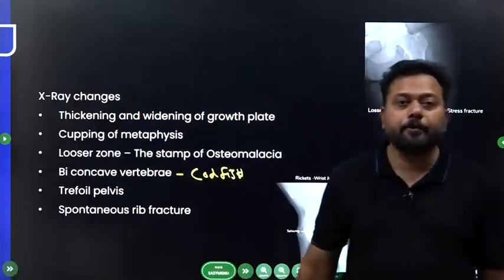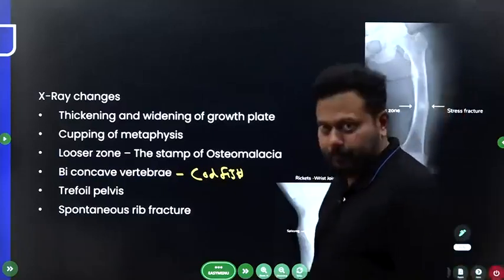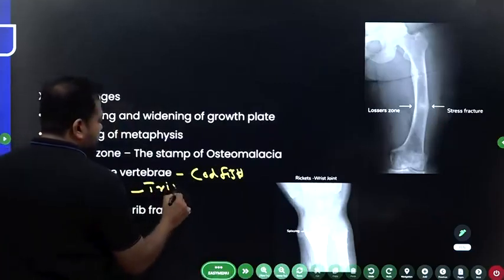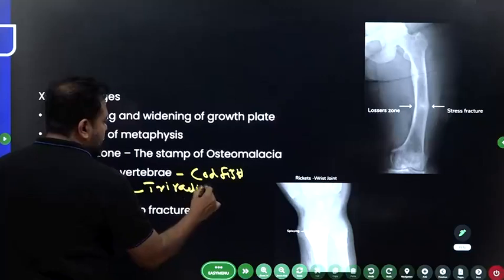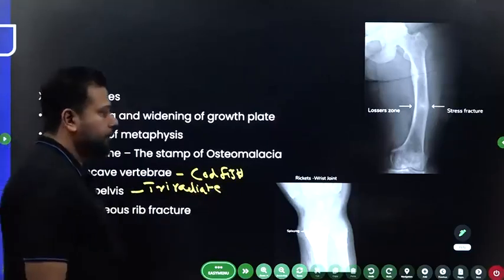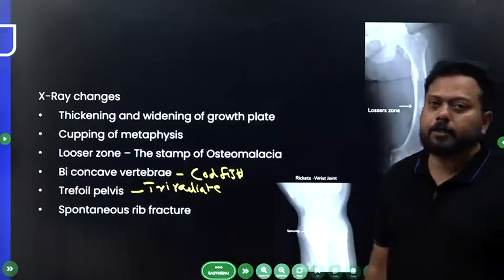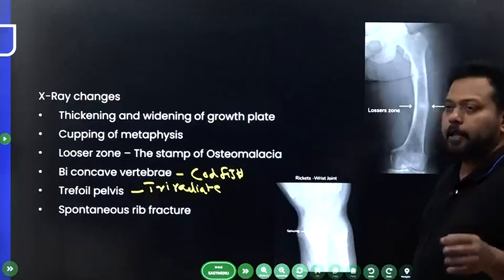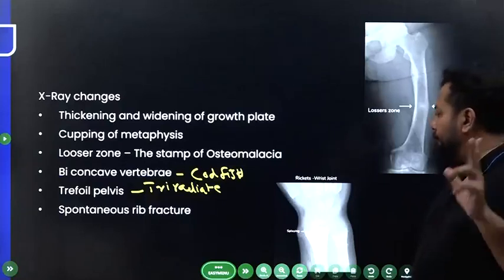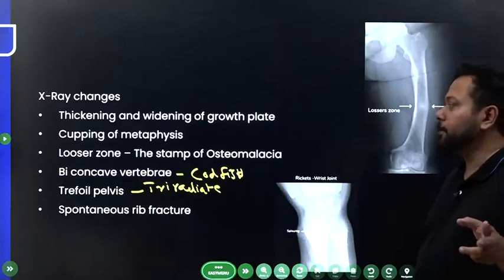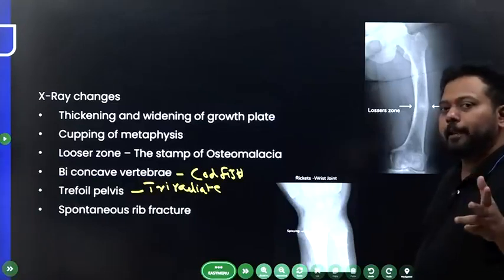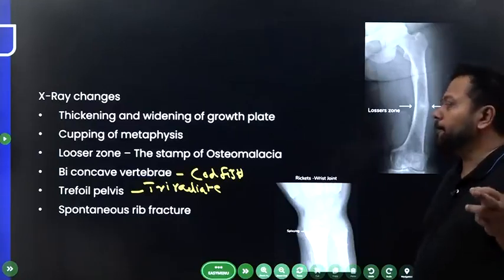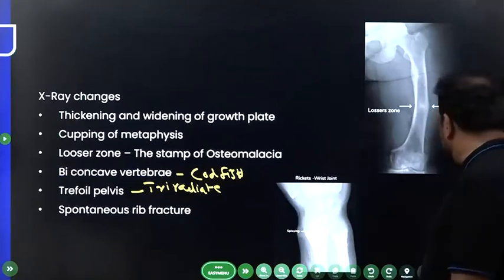The patient can have a trefoil pelvis, otherwise called triradiate pelvis. Spontaneous fracture of ribs. So these are the radiological changes. What are the radiological changes you can expect in rickets? Thickening and widening of the growth plate, cupping of metaphysis, fraying of metaphysis, splaying of metaphysis, Looser zone, otherwise called milkmaid fracture, biconcave vertebra or codfish vertebra, trefoil pelvis or triradiate pelvis, spontaneous rib fracture.